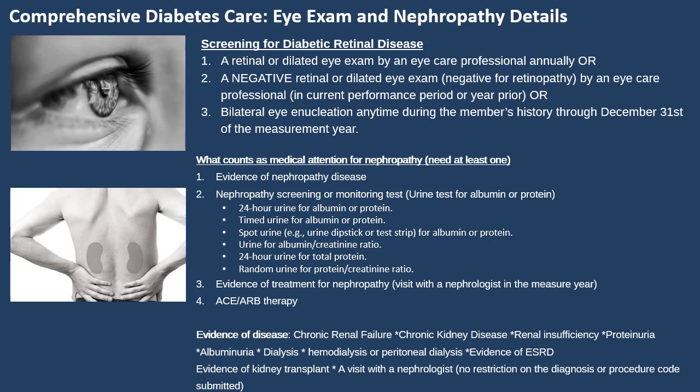Patients are considered compliant for the medical attention for nephropathy measure if they've had at least one of the 4 following items. First, evidence of nephropathy based on the diagnosis code submitted on claims. 2, a nephropathy screening or monitoring test, such as a urine test for albumin or a urine test for protein. 3, evidence of treatment for nephropathy, such as a visit with a nephrologist in the measure year. Or 4, patients who are taking ACE or ARB therapy during the measurement period are considered compliant for the medical attention for nephropathy measure.